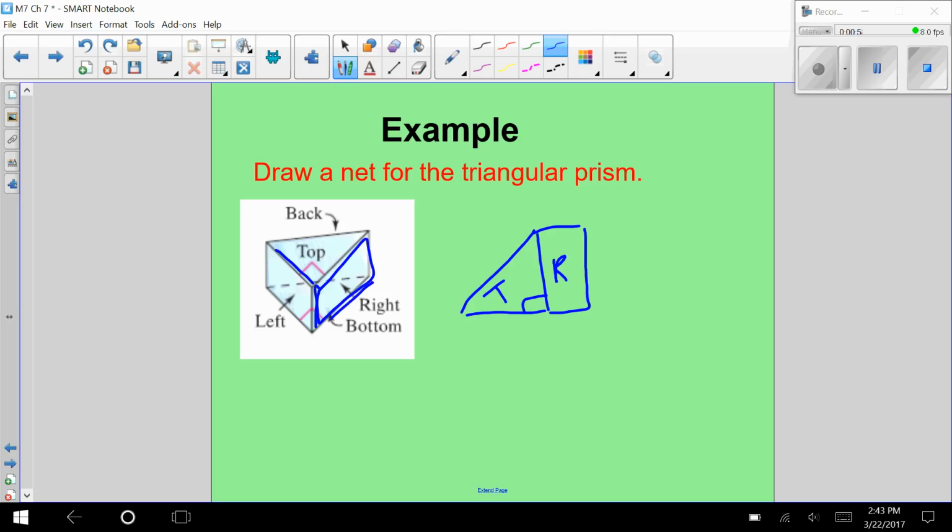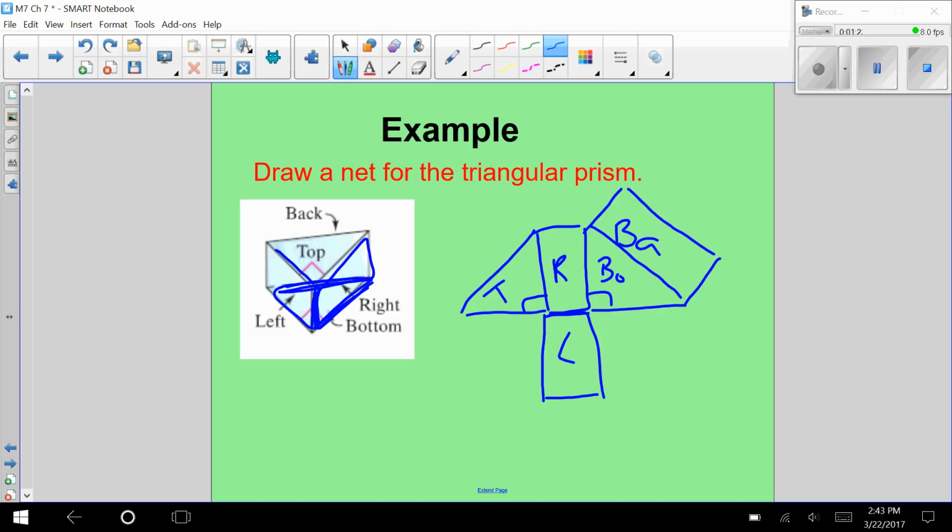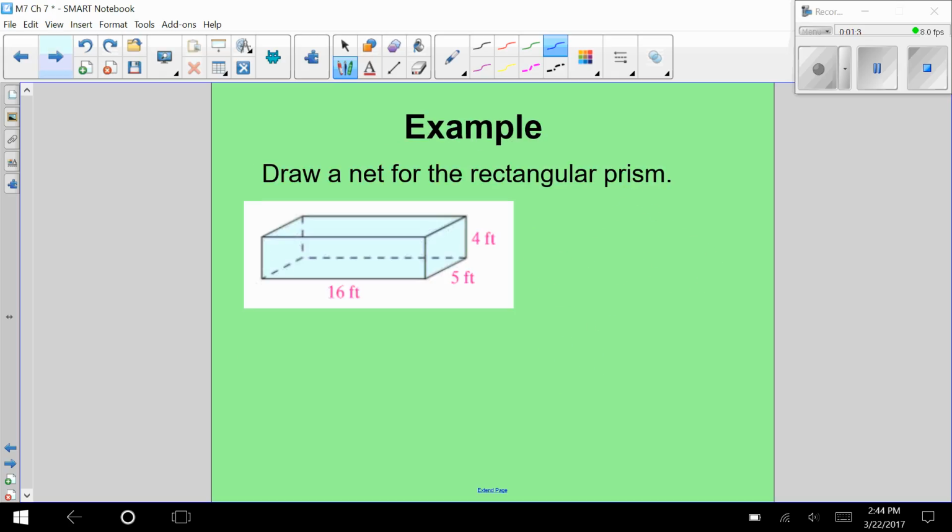Awesome. The right side also connects to the bottom there, so let's draw the bottom on. BO for bottom. The left shares that same side right here, so I'm going to draw it down here. That's my left. And the back is connected to this line I drew on the bottom. Let's draw my back there. And there's my net. Realize there are multiple ways you can draw a net for any given solid. So try this one on your own. Draw a net for this rectangular prism.